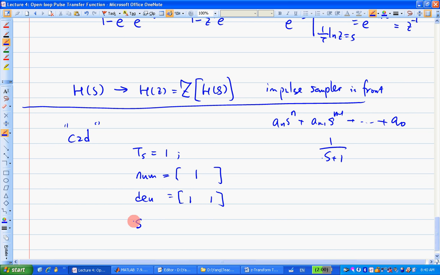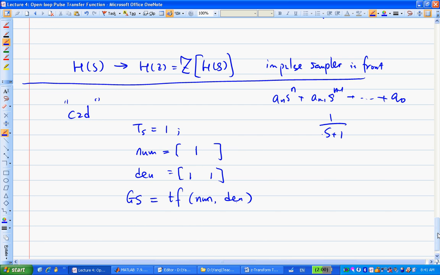So you write G of s equals, using the function called TF, transfer function, which you learned in your control systems course. Just TF, numerator and denominator. If you want to save yourself a few lines of code, you can directly put the numerator and denominator in there. And then the next step is to use C2D.